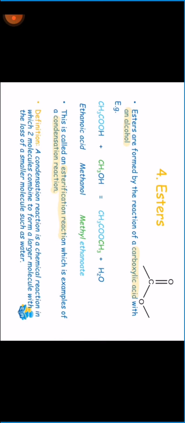Now, this is called an esterification reaction, and an esterification reaction is an example of a condensation reaction. So we're going to define a condensation reaction, and a condensation reaction is a reaction in which two molecules combine to form a larger molecule with the loss of a smaller molecule, such as water.